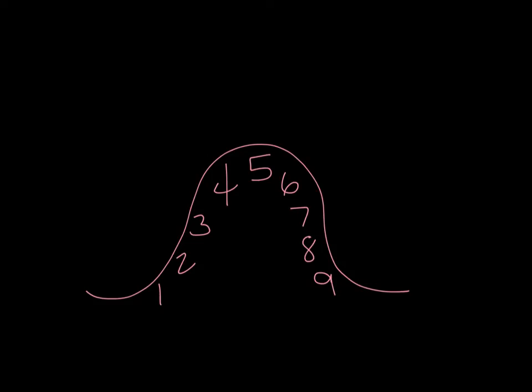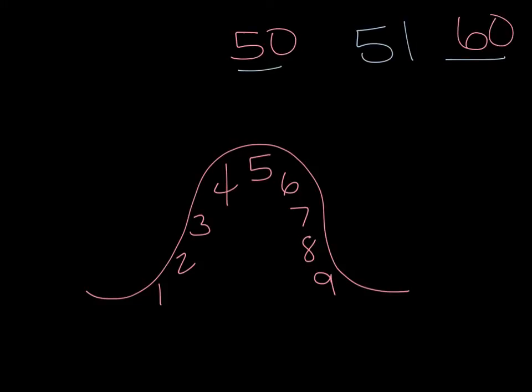So go ahead and redraw your hill or your mountain like I have, and we're going to do another example. This time let's do the number 51. So again, think, what two tens numbers does 51 come between when you count by tens? And fill those numbers in. So you should have said that 51 comes between 50 and 60.